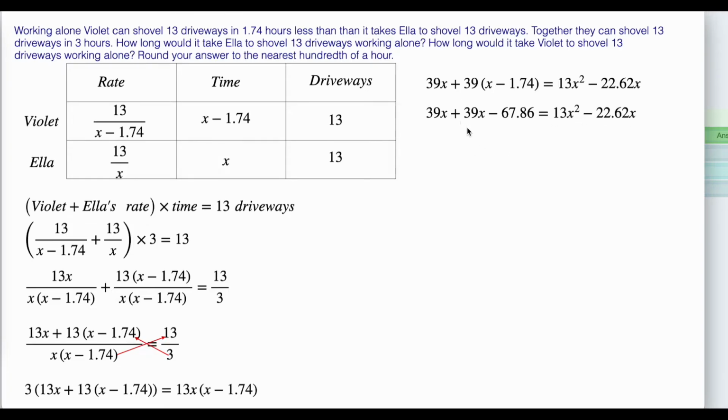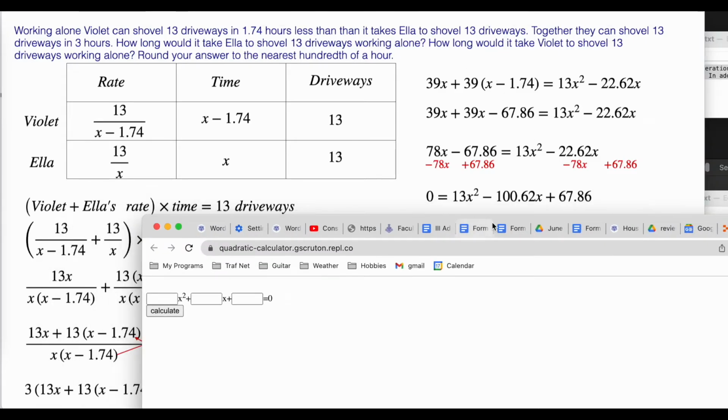I'm going to add my like terms here. 39 plus 39 is 78. We have 78x minus 67.86 is equal to 13x squared minus 22.62x. I want to get all my x's on this side. I'm going to subtract the 78x from the left-hand side, and I subtract it from the right-hand side to keep everything balanced. I also want to get rid of this negative 67.86 because I want 0 on this side. I'm going to add 67.86 to the left-hand side, and I'm going to add it to the right-hand side. That gives us 0 is equal to 13x squared minus 100.62x plus 67.86.